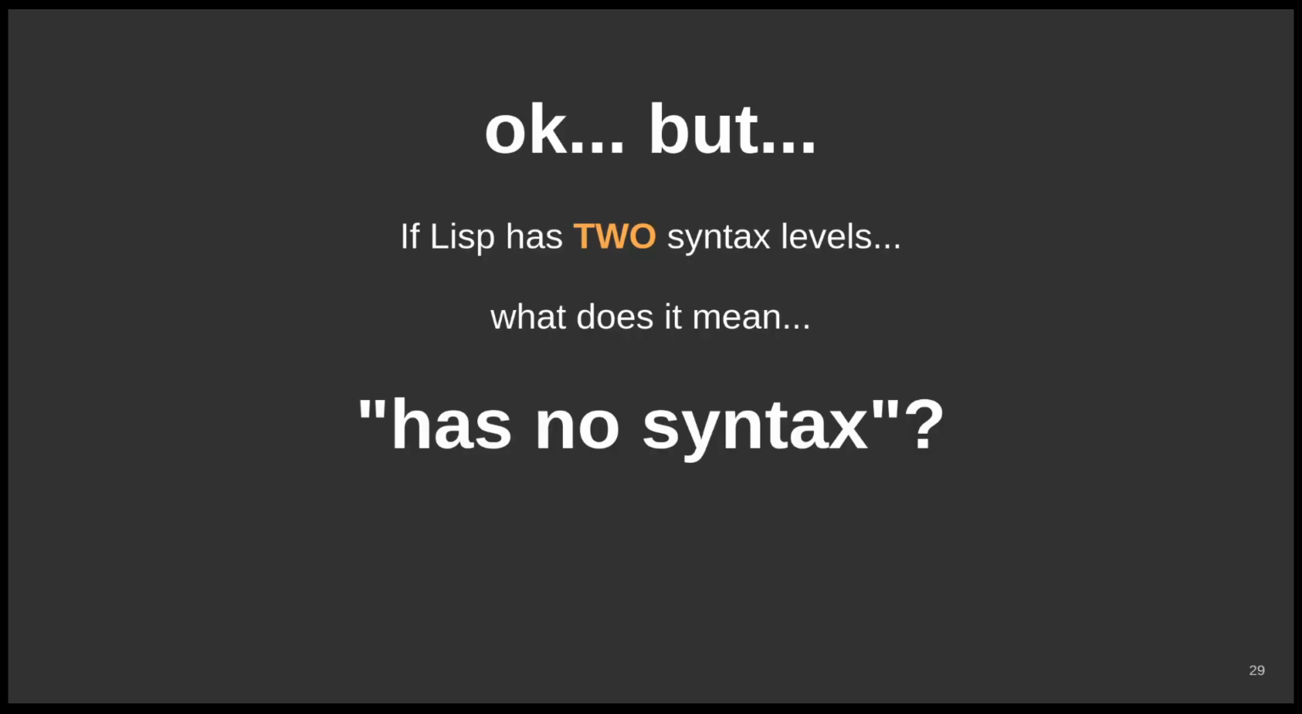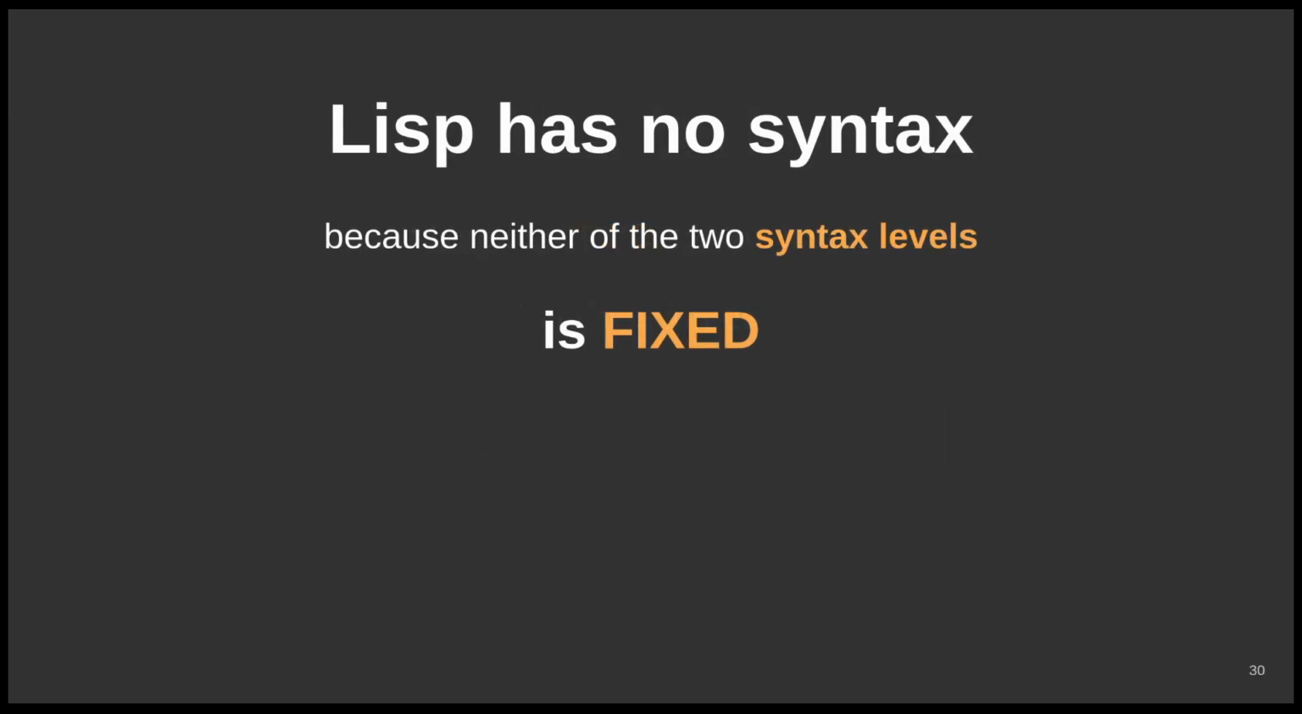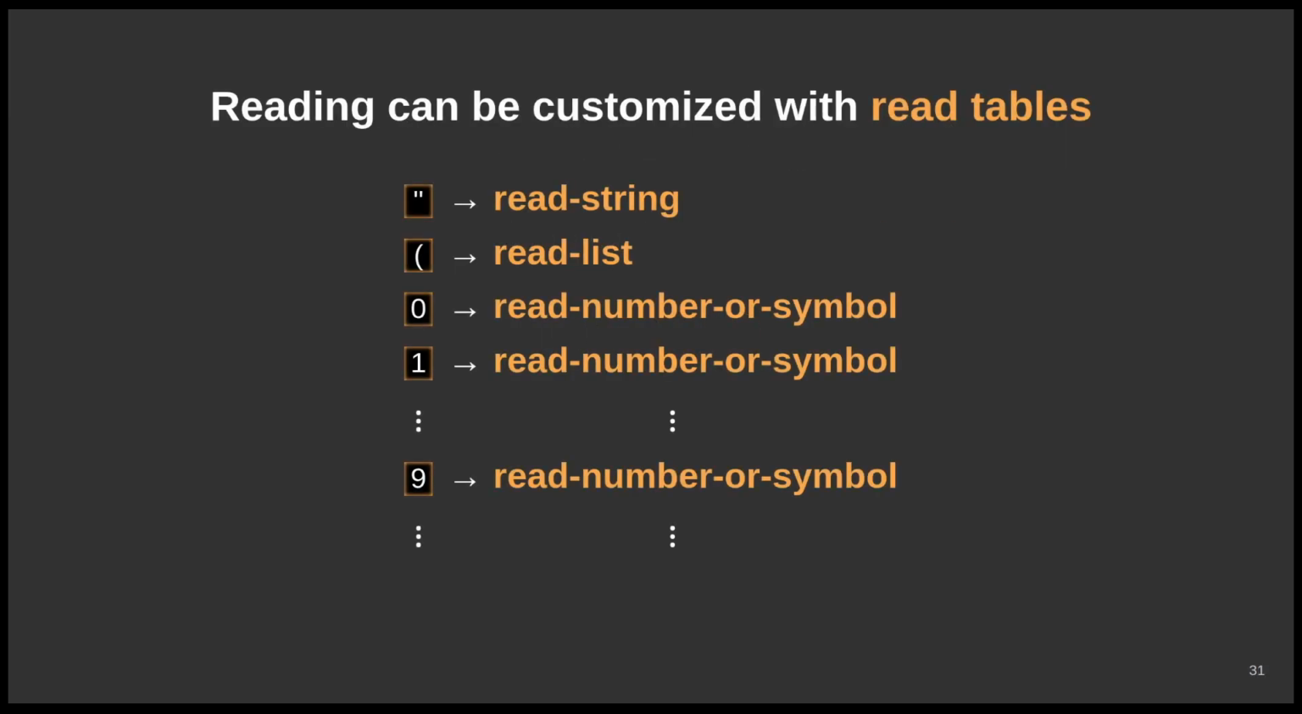Okay, I can hear you saying, if Lisp has two syntax levels, one similar to tokenization and another with certain rules about evaluation, why did you say that Lisp is not a language, that Lisp has no syntax? This is a very important point. The reason is that neither of those two syntax levels is fixed. They are just predefined syntax levels, and programmers can customize and change completely both levels. The reading level can be customized by using read tables.